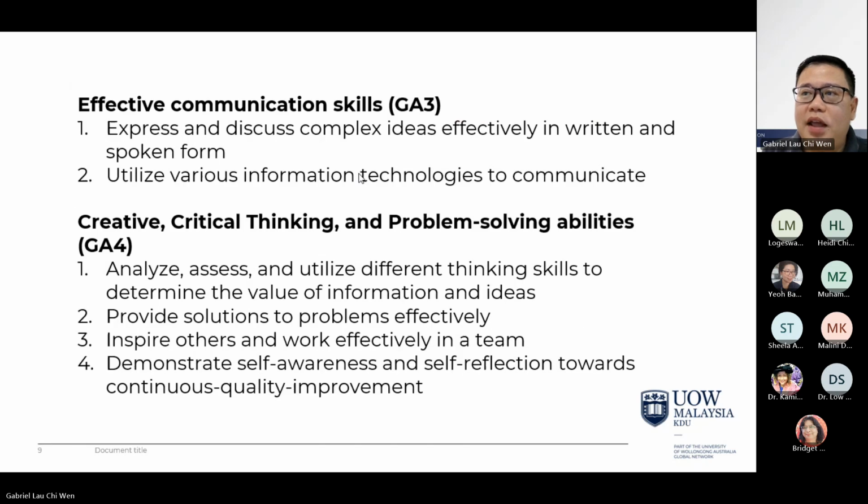Okay. Then we have communication skills. Now, here the word communication skill is a larger umbrella. It is not only oral, it is numerous types of communication. It can be visual communication. It also can be oral communication, written communication, and so on. So express and discuss complex ideas effectively in written and spoken form, and utilize various information technologies to communicate. So not only are we looking at written and spoken, but also the aspect of technology. How are we able to keep ourselves abreast on matters pertaining to technology and be able to use the correct technology to ensure effective communication.